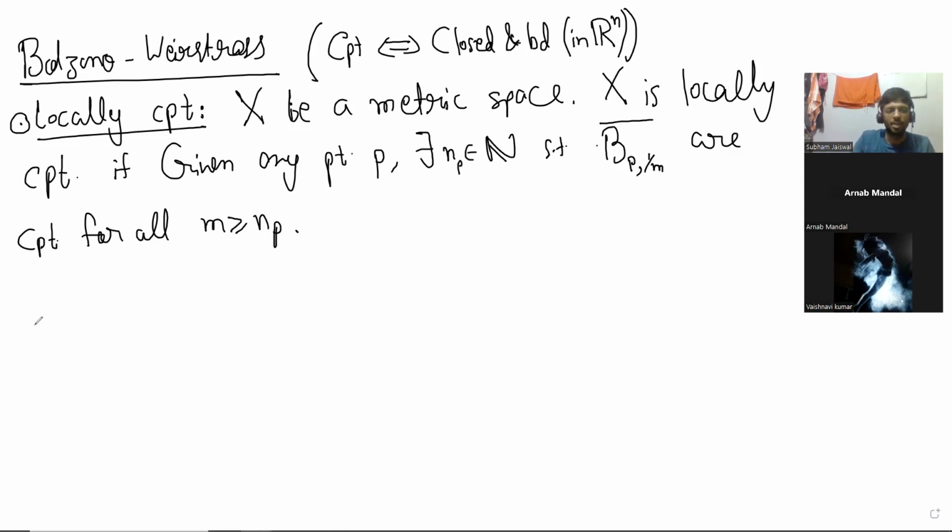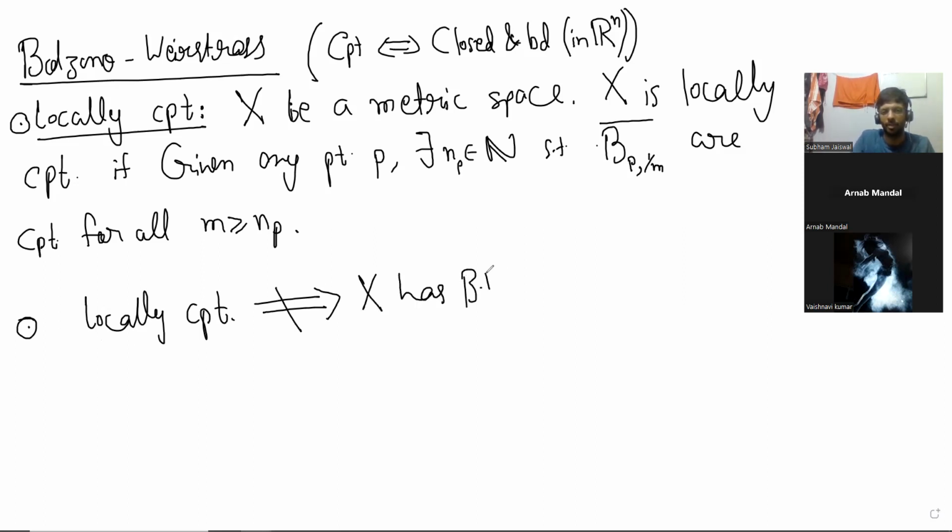So now we want to say that locally compact does not imply that X has BW. Now I'll just call it BW. This X has the Bolzano-Weierstrass property, which is this property that, as I said, or the sequence property, you can say from there also.